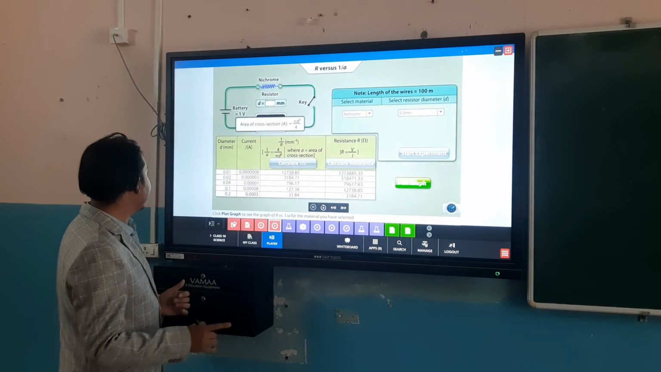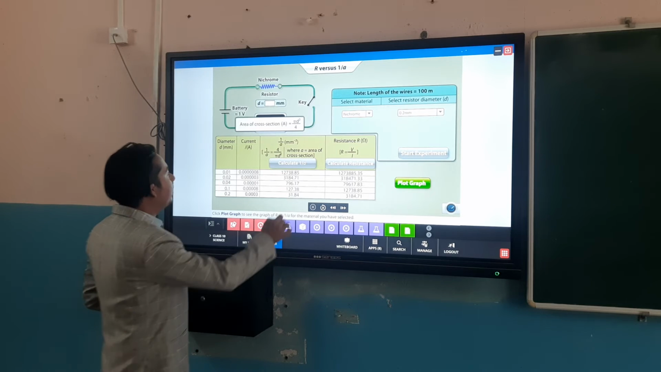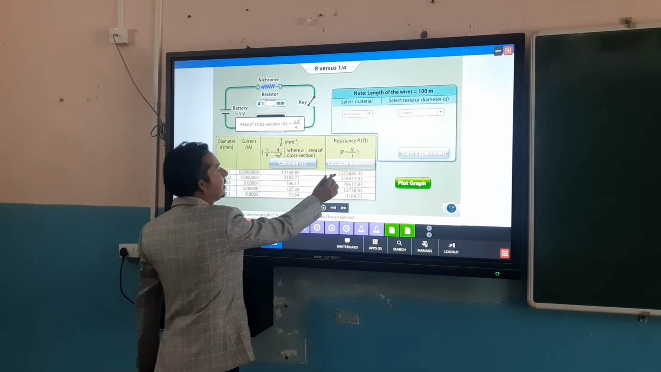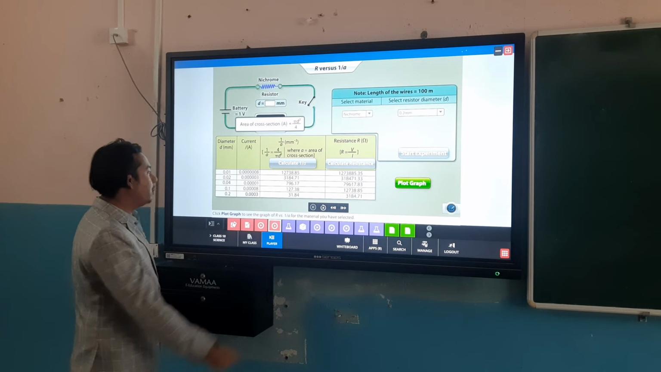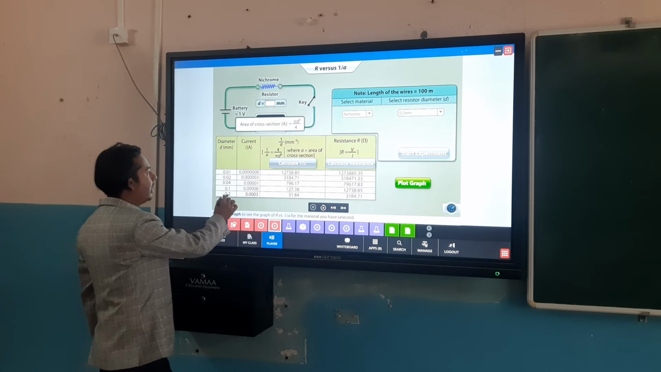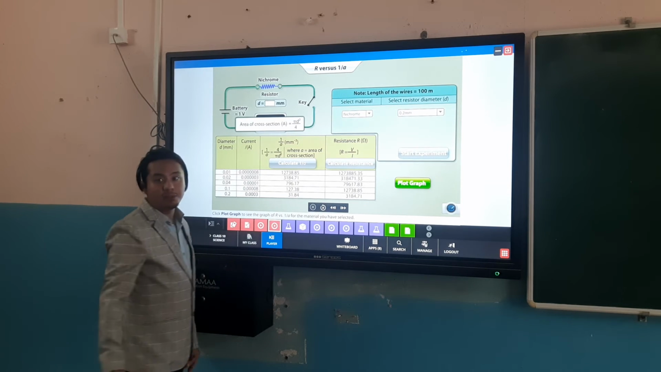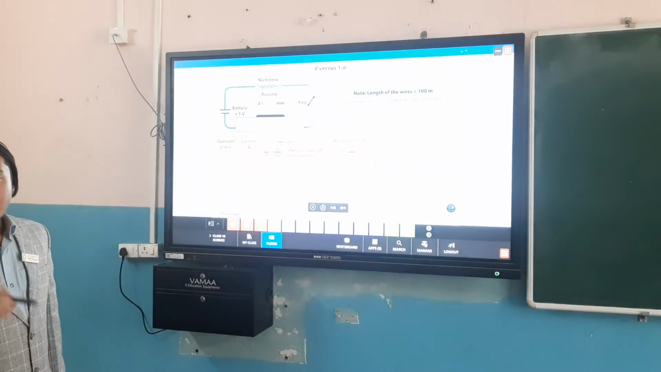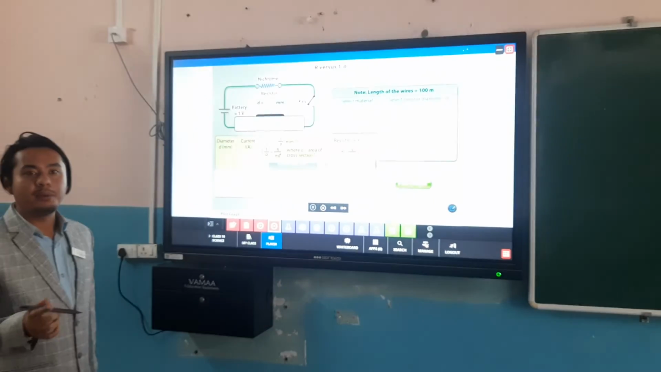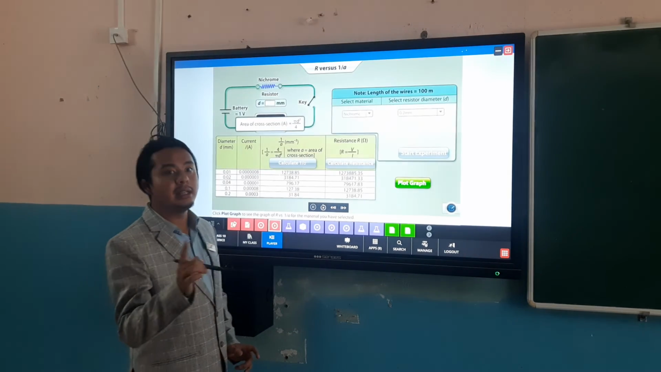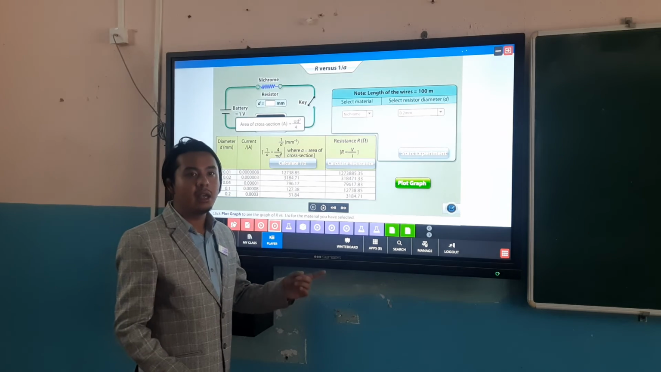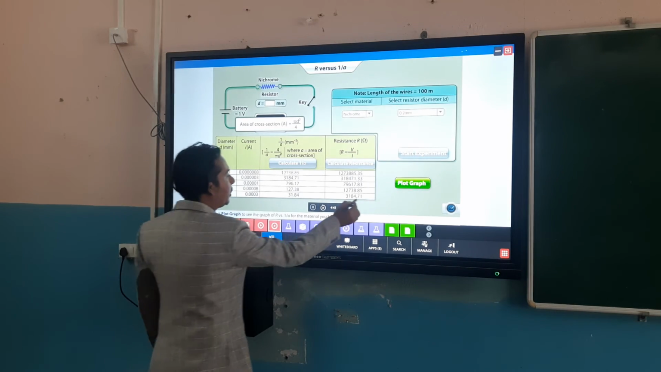So inversely proportional. Why? Because when the diameter is small, the resistance is very large, and when the diameter is very large, then the resistance is very small. So that means the resistance and your diameter or cross section area are inversely proportional. That means if you increase the one, the other one will decrease. So let's plot a graph.